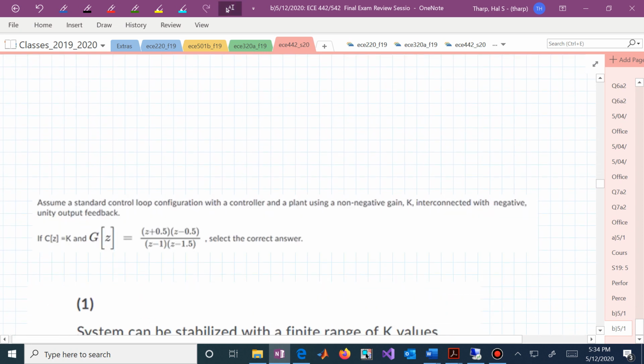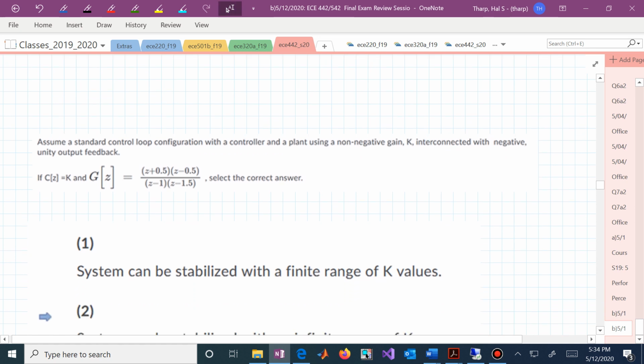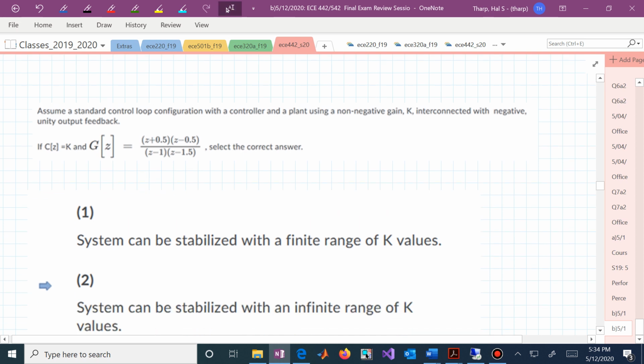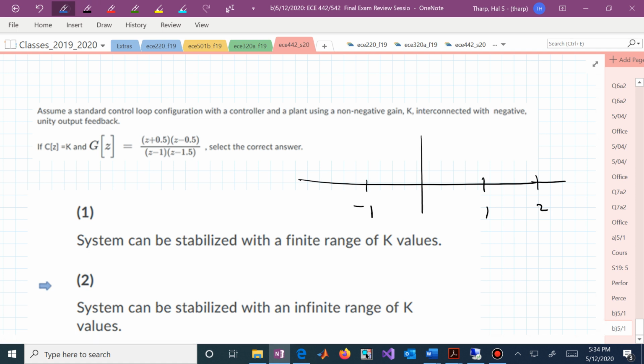Assuming a standard control loop configuration with a controller and a plant using a non-negative gain K interconnected with negative unity output, that's our standard structure. If C of z is K and G of z is this transfer function, select the correct answer. So now I would recommend that you immediately start sketching the root locus associated with this system. We have a pole at 1, and we have another pole at 1.5. We have a zero at minus 1/2, and we have another zero at 1/2.